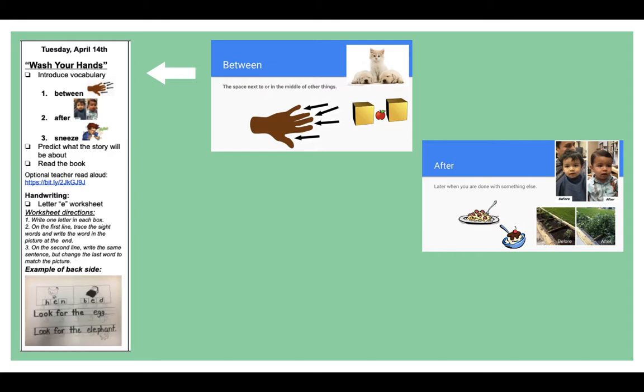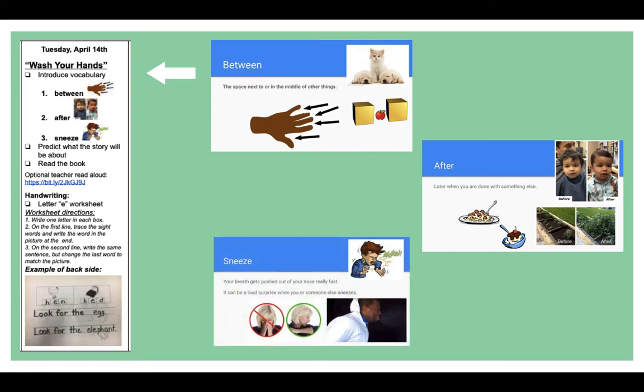The next word is after. After is later, when you're all done with something. Like you have your spaghetti and then after that you have dessert, you have your ice cream. Maybe when you're planting some plants, this is what they look like before and then after they look like a beautiful plant. Or when you get a haircut, your hair is all crazy and shaggy and then after it looks so nice. So that's our next word, after.